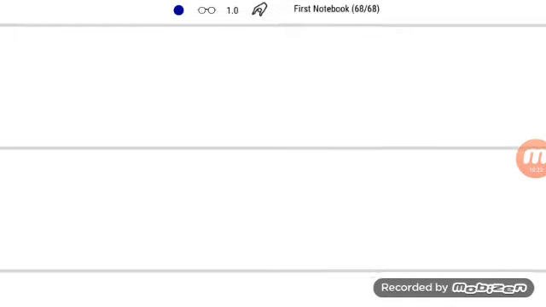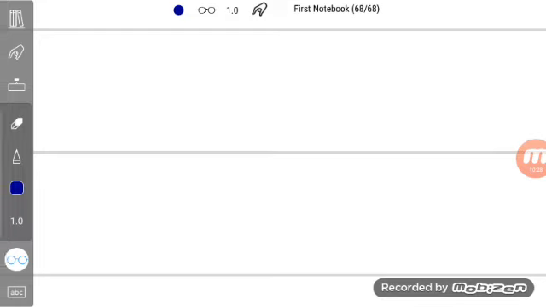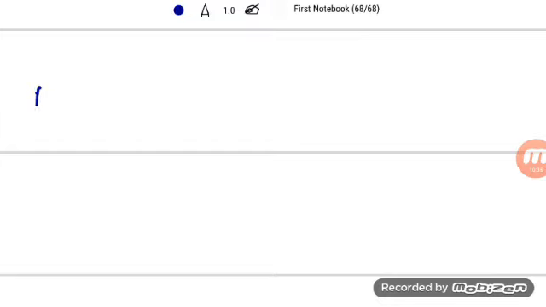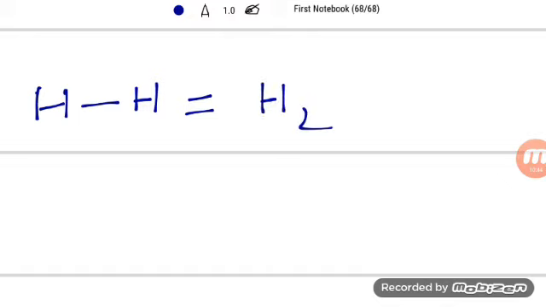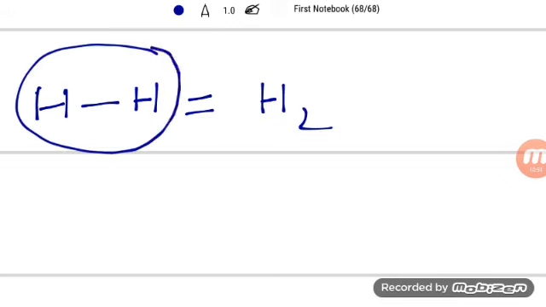For example, there you can see hydrogen. If I draw the hydrogen over here, one H is bonded to another H. So how many atoms are there? It is 2H. So in this single molecule, how many hydrogen atoms are there? 2. But which element is there? Only hydrogen is there.